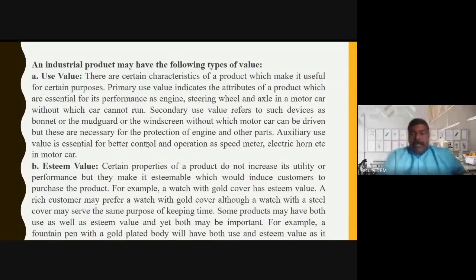But some products may have both use as well as esteem value, and yet both may be important. For example, a fountain pen with a gold cover or gold plated body will have both use and esteem value, as it will not only look better but it will also last long. So for an industrial product, we have esteem value, use value, and cost value.